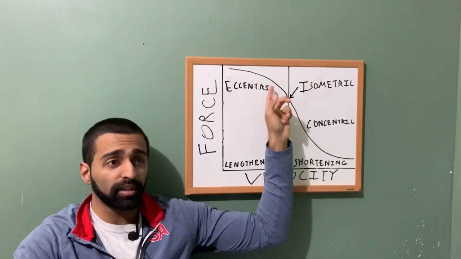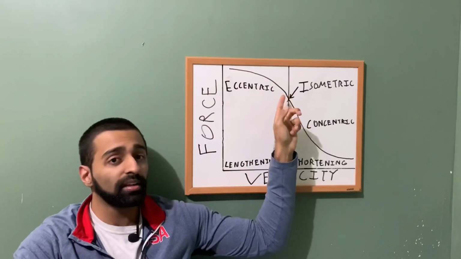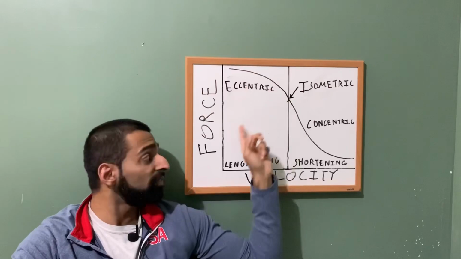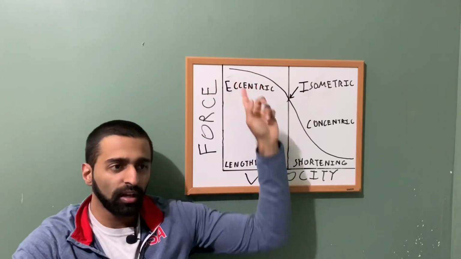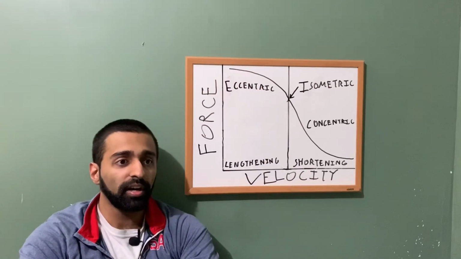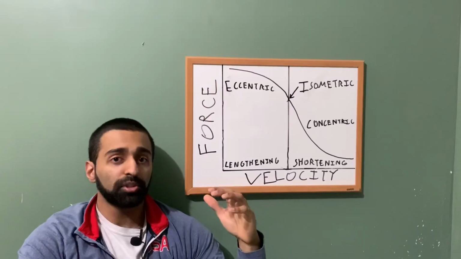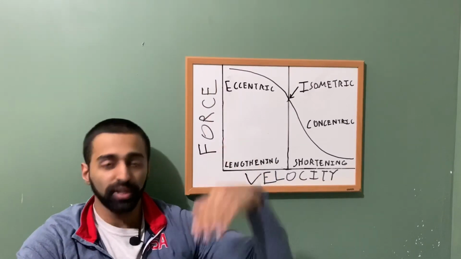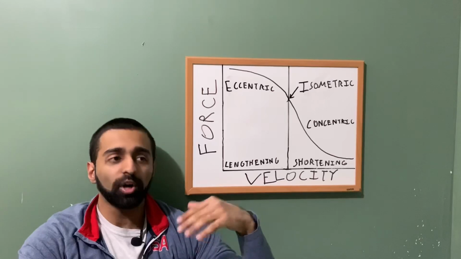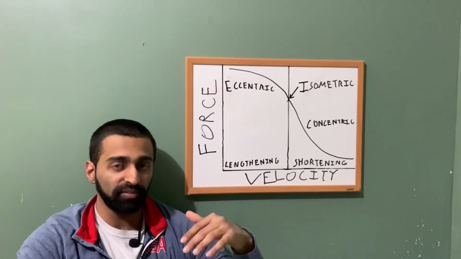Now, eccentric, this is very interesting because on this side, this is the only part of the curve where you have high forces and high velocity. So what kind of exercises are these? These are, for example, depth jumps, like when you jump off a box, or when you sprint downhill. That's like overspeed training. That's really high force, very high velocity.